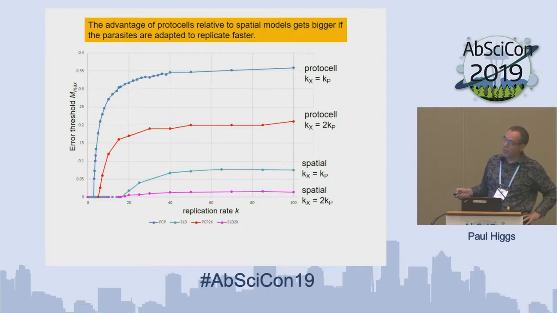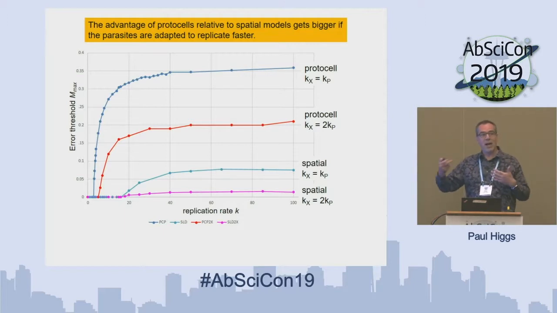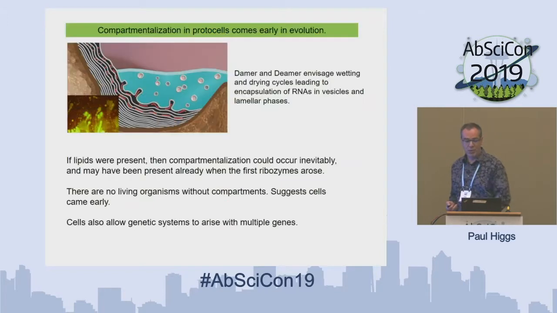But the difference between the red and the pink is actually larger than the difference between the blue and the two blues, okay? So when parasites are better, the advantage of protocells is larger than it was when they were neutral parasites. So I'm arguing that this advantage that we see for protocells is robust to different ways of formulating the model and to different rates of parasite multiplication.